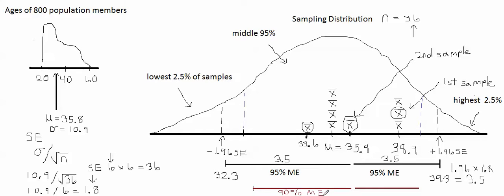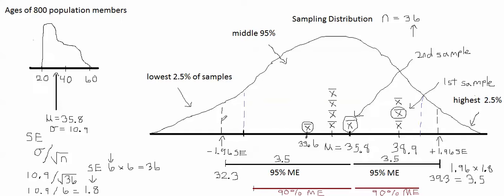Now, I explained how to calculate the 95% margin of error, and you might be wondering, how would we calculate the 90% margin of error? Well, we can calculate it using a similar formula. I said that when the sampling distribution is normal, this boundary is 1.96 standard errors below the population mean, and this boundary is 1.96 standard errors above the population mean.